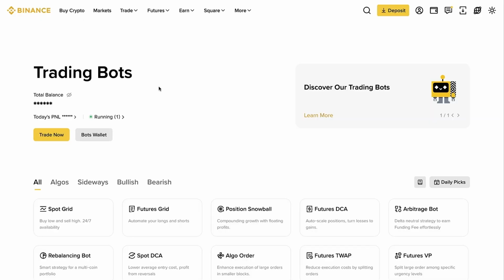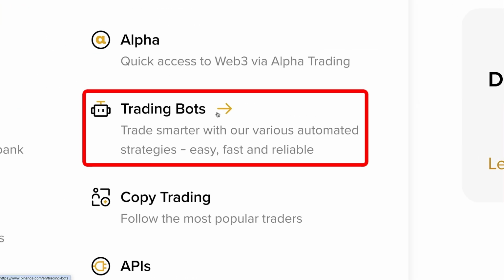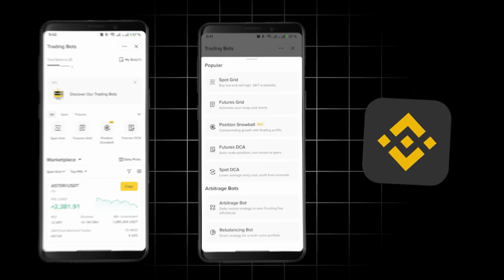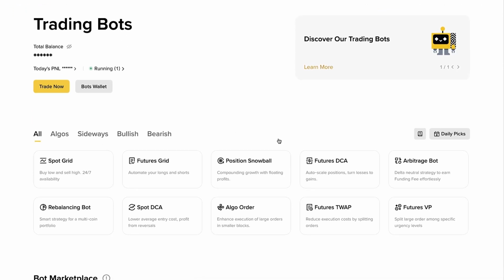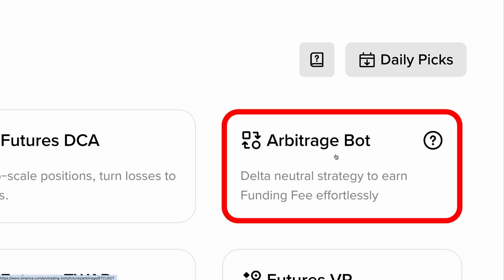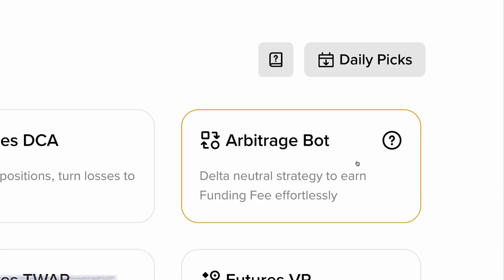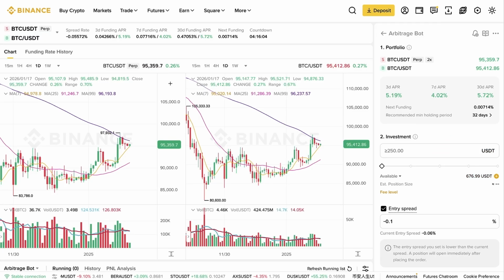Once you are inside Binance, you will find automated trading bots here under trade and trading bots. You can also find them on the Binance mobile app. And here you will see Arbitrage Bot, delta neutral strategy to earn funding fee effortlessly. I will explain to you what it means. When you click it, it will open this view right here. It may seem quite overwhelming at first, but as you watch through my video, it's actually pretty simple.